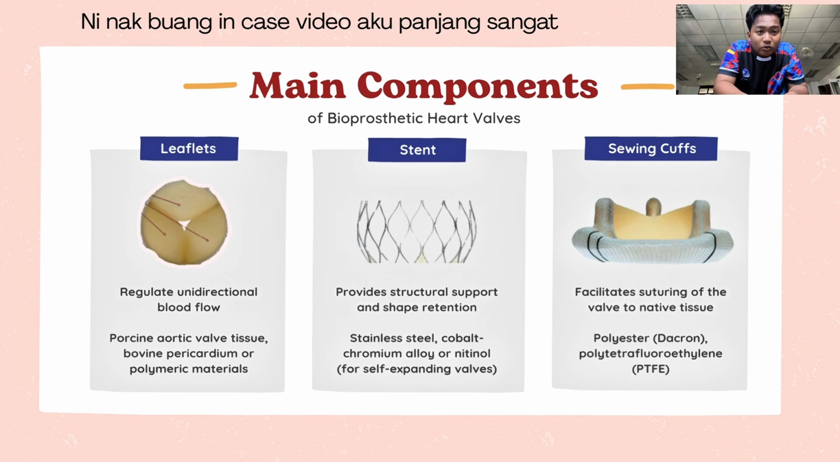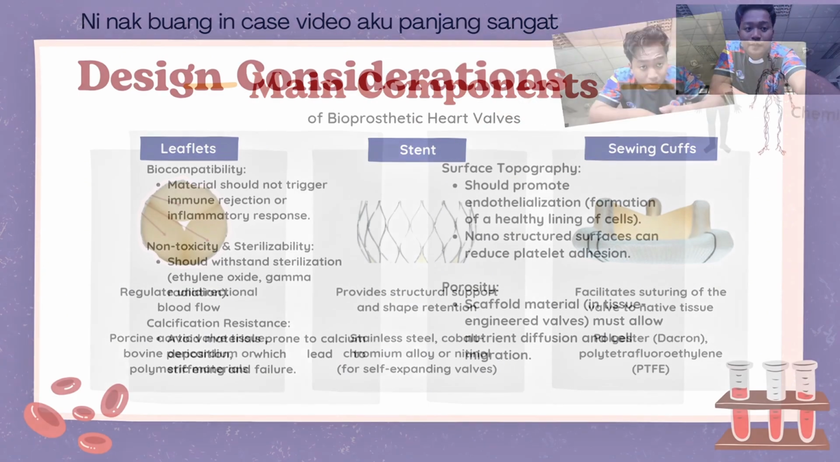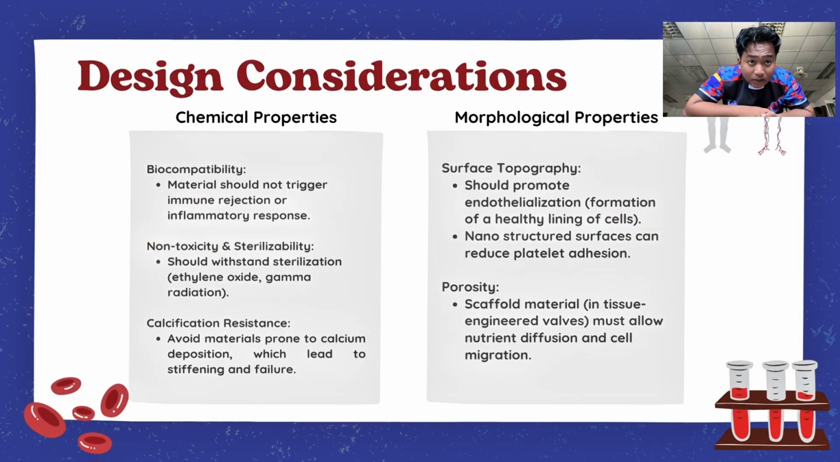The leaflet's function is to regulate unidirectional blood flow. Usually, the material is porcine aortic valve tissue, bovine pericardium, or polymeric materials. We move to the stent, which provides structural support and shape retention. The usual material is stainless steel, cobalt chromium alloy, or nitinol for self-expanding valves. Third, the sewing cuff. It facilitates suturing of the valve to the native tissue. The usual material is polyester Dacron, polytetrafluoroethylene, which is PTFE.